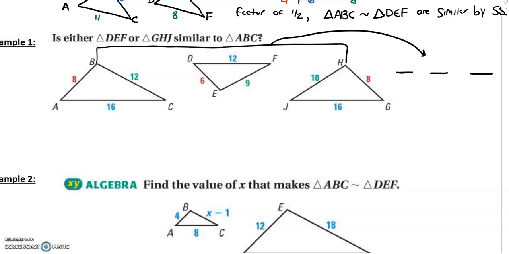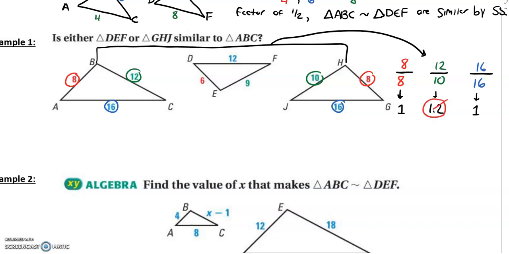We're going to take the two shortest sides of the two triangles here, which in this case are 8 and 8, and write them in a ratio. We're going to take the two medium sides here, which are 12 and 10, and write them in a ratio. And then lastly, we're going to take the largest side, 16 and 16, and write them in the same ratio. When I divide these to get the scale factor, I get 1, I get 1.2, and I get 1. Because this term is not the same as the other two, that is not the same scale factor, so these are going to be not similar here.